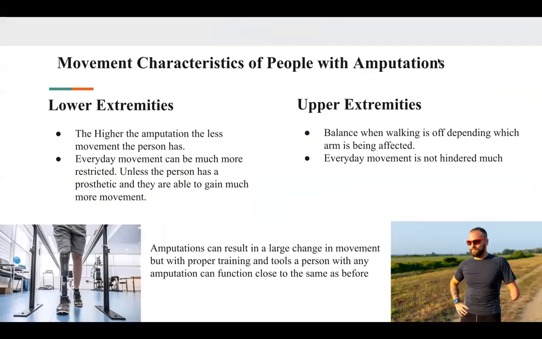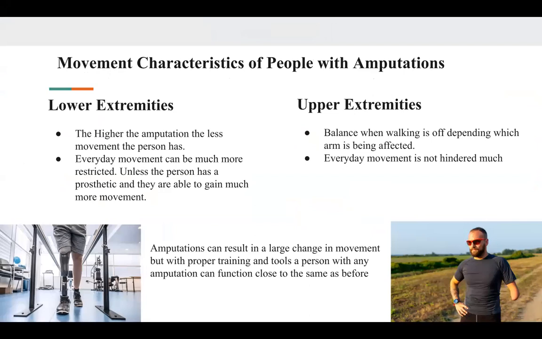Movement characteristics of people with amputations. As far as the lower extremities, the higher the amputation, the less movement the person has. That's really only true when it first happens, because the person will usually adjust and gain most of their movement back. Everyday movement can be much more restricted unless the person has a prosthetic and they're able to gain much more movement.